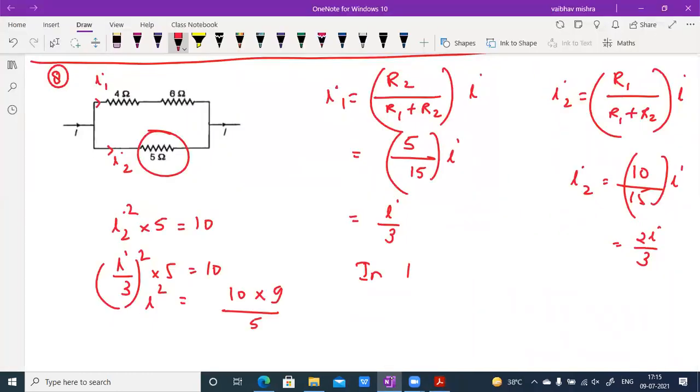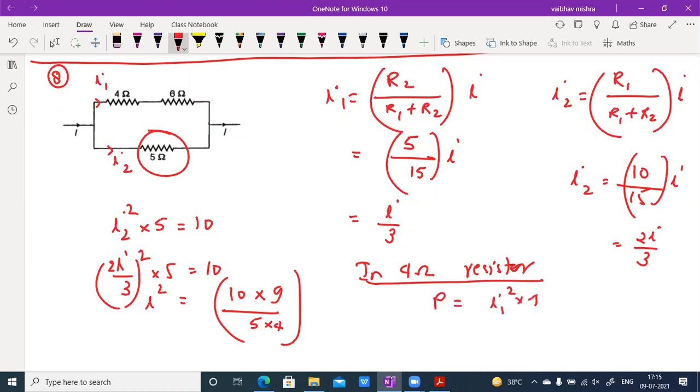In the 4 ohm resistor, now the current that is going is I1, sorry, I2 था 2I by 3, so ये 4 by 9 आएगा, which means 5 into 4. जब 4 ohm resistance में कैलकुलेट करेंगे, then that will be equal to I1 square into 4. I1 की वैल्यू आ गई I by 3.